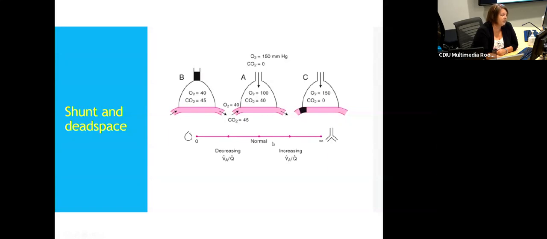Okay, so it's a continuum. Our norm is somewhere within here. So you're going to have areas with a little bit of shunt, areas with a little bit of dead space, but not too much. And the average is that it works for you. And that would be considered ventilation perfusion matching.